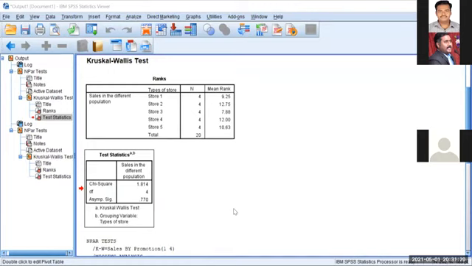What we have to do? We have to accept the null hypothesis. So what is the null hypothesis? There is no significant difference. That means all the 5 stores, the sales was same. Similarly, the sales was similar according to the first promotional type.